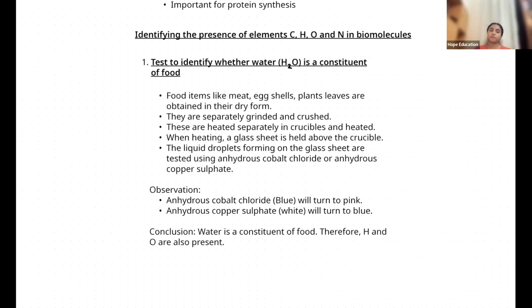Okay, let's move on. Now we are going to check if carbon is present in biomolecules, right? So how are we going to do this? Again, we are going to take some food items and also several crucibles, just like the previous one. Crucibles are like ceramic vessels. Do you remember? So we'll use the same items that they have used in the textbook.